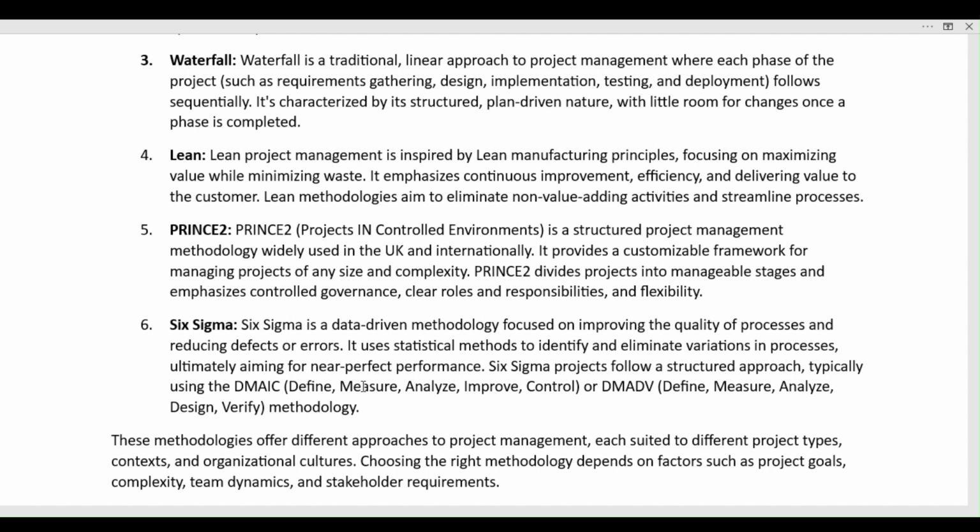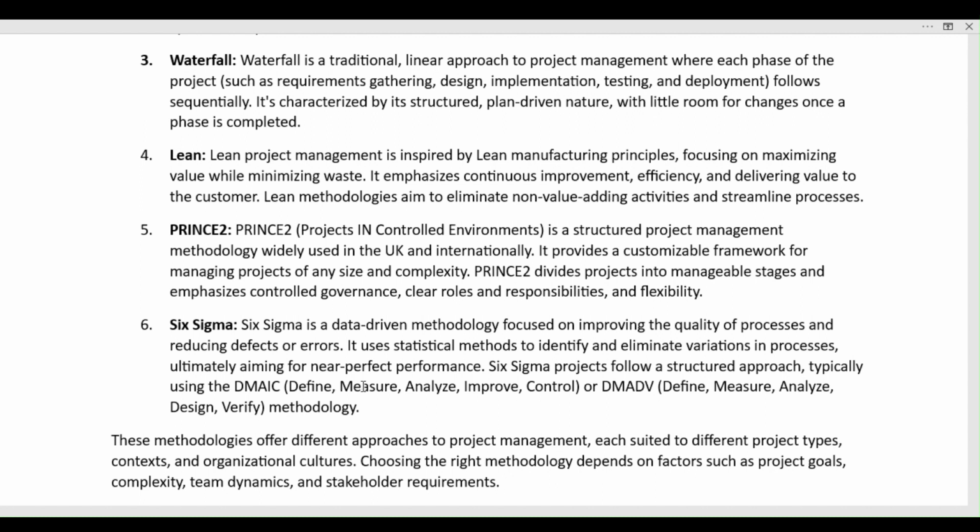Let's move to the last one, which is Six Sigma. Six Sigma is a data-driven methodology focusing on improving the quality of processes and reducing defects or errors. It uses statistical methods to identify and eliminate variations in processes, ultimately aiming for near-perfect performance.